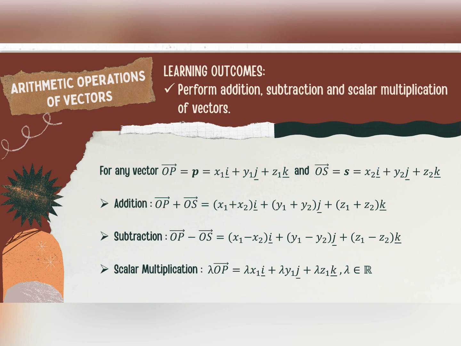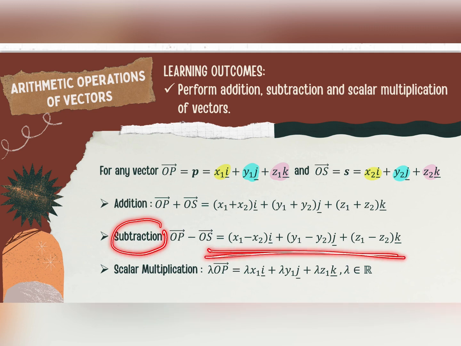So, maksudnya dekat sini, the coefficient of i will be plus with coefficient of i. Coefficient of j will be plus with coefficient of j. And coefficient of k will be plus with coefficient of k. So, ini apa yang berlaku dekat addition. That's the same method also applies on subtraction. Okay, kita akan jadi seperti ini.